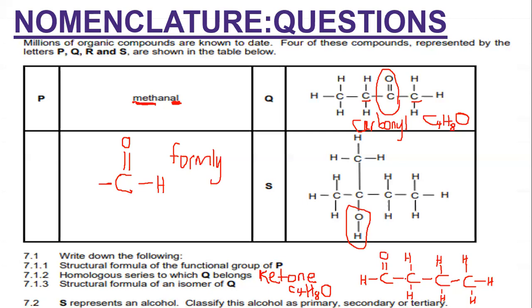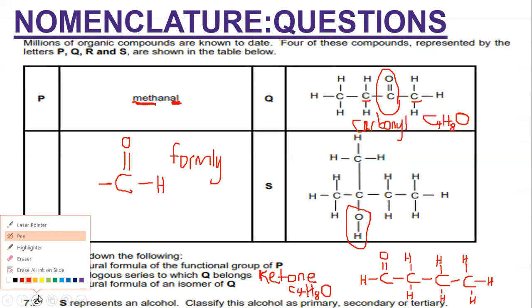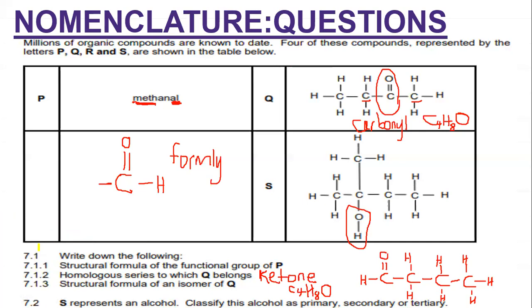Okay. The last question, which is 7.2, says S represents an alcohol. So they tell us it's an alcohol. And in our analysis earlier, we did say that the homologous series will be an alcohol, because we have seen a hydroxyl group. So indeed it's an alcohol. Now what the examiner wants us to do is to classify this alcohol as either a primary, secondary or tertiary alcohol. Okay, so now let's go and look at it.